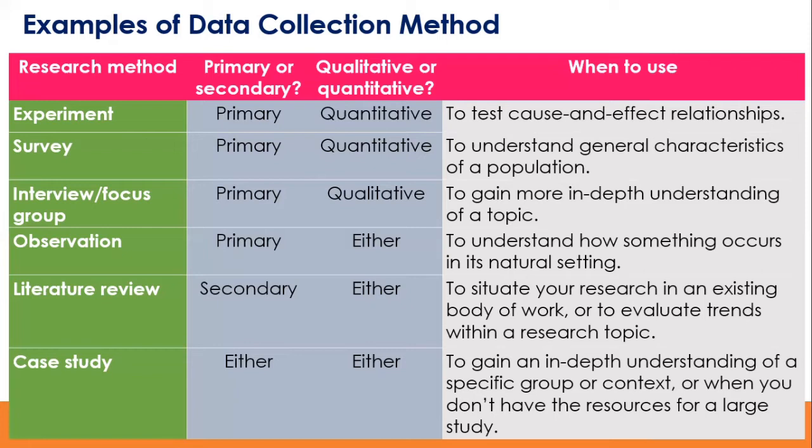And for literature review, the sources are coming from secondary sources. And same with observation, it can be applied either to qualitative or quantitative research. And we can use literature review if the researcher wants to situate his research in an existing body of work or to evaluate trends within a research topic.